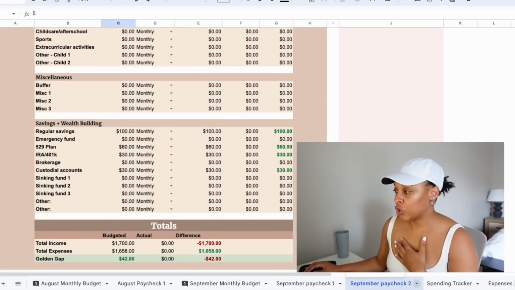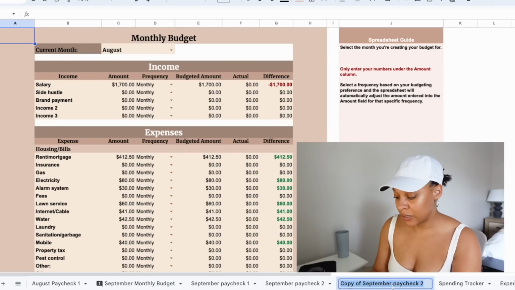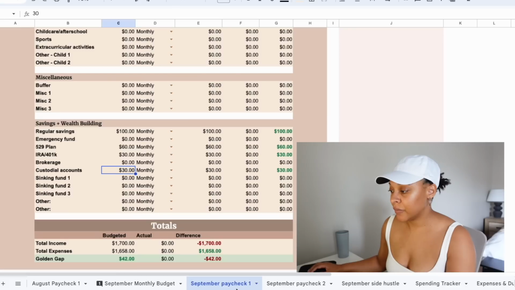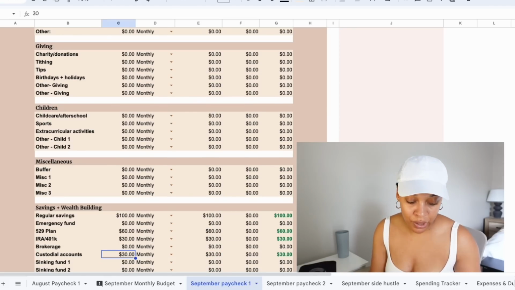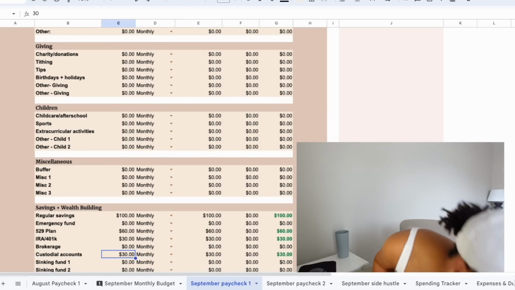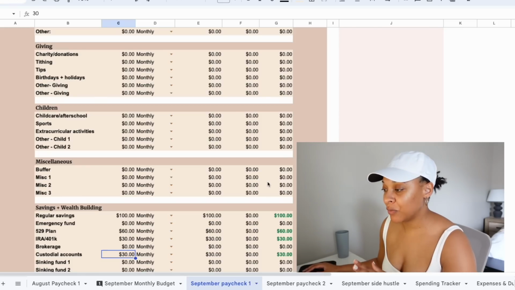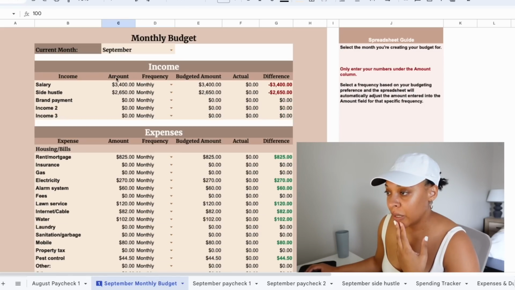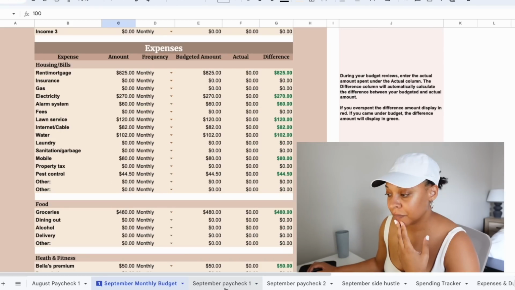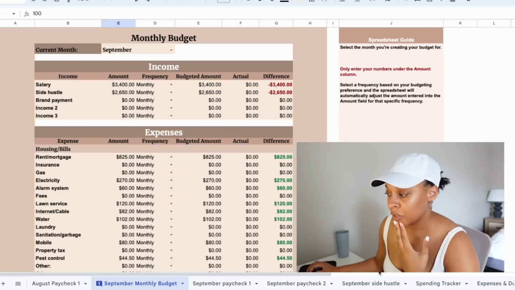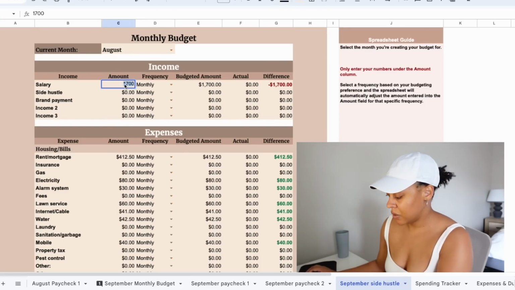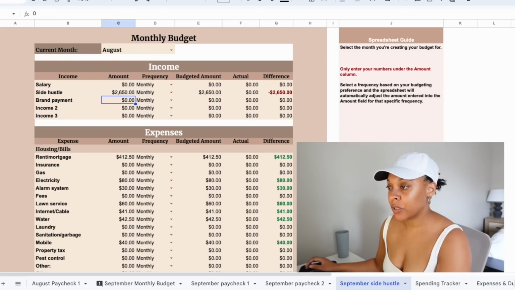And now I'm going to duplicate this and make a September side hustle tab. So I know exactly what I need to pull from my extra income. Okay. So I have $2,650 coming. $650.